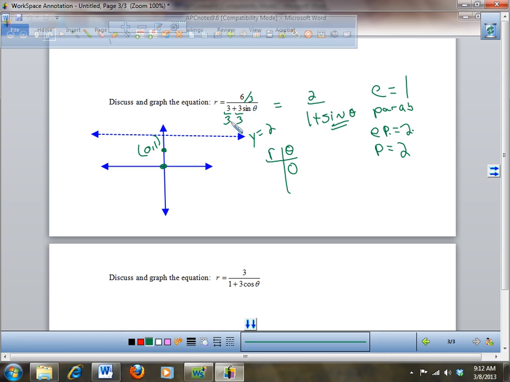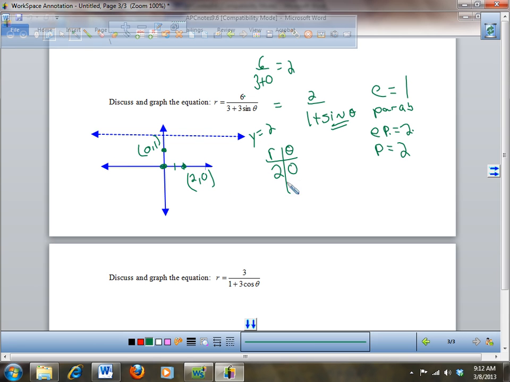Okay. I'm going to plug in theta equals 0. What's the sine of 0? 0. So when I plug in 0, I get 6 over 3 plus 0, which is 2. Okay? 2, not 1. So this point over here is (2, 0).